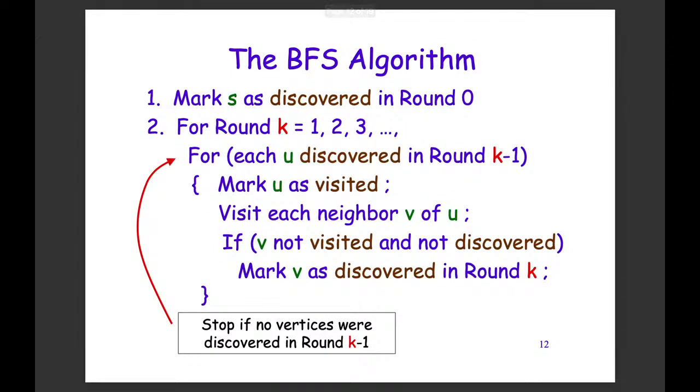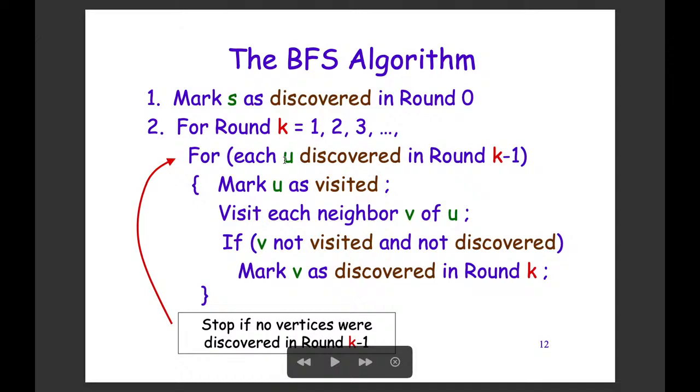If we write it in pseudocode form, this is what we are doing. We first mark S as discovered, at round 0. The round number may be a little bit shifted, but that's okay. At the beginning, we mark S as discovered, and then for the subsequent rounds, round 1, round 2, round 3, and so on and so forth, we look at any vertex that was discovered in the previous round.